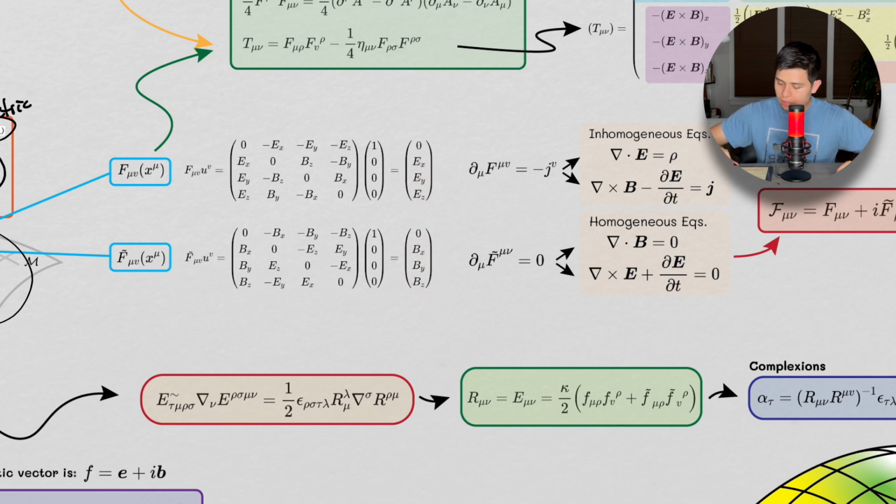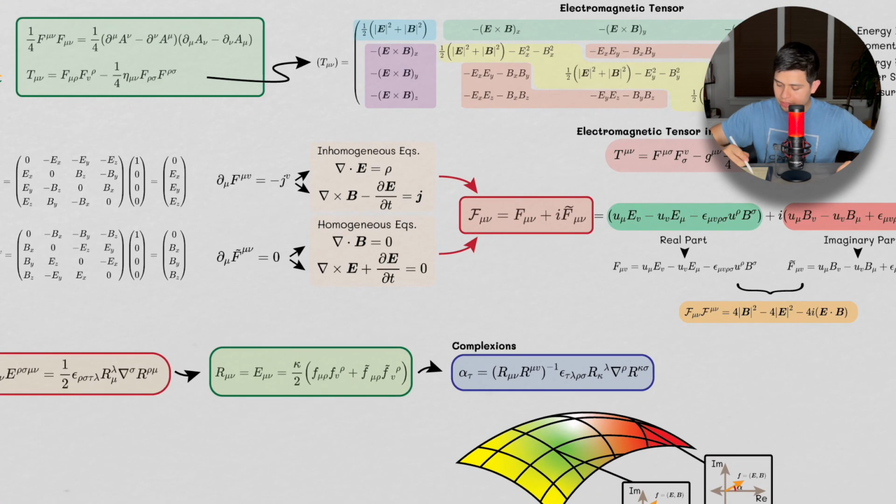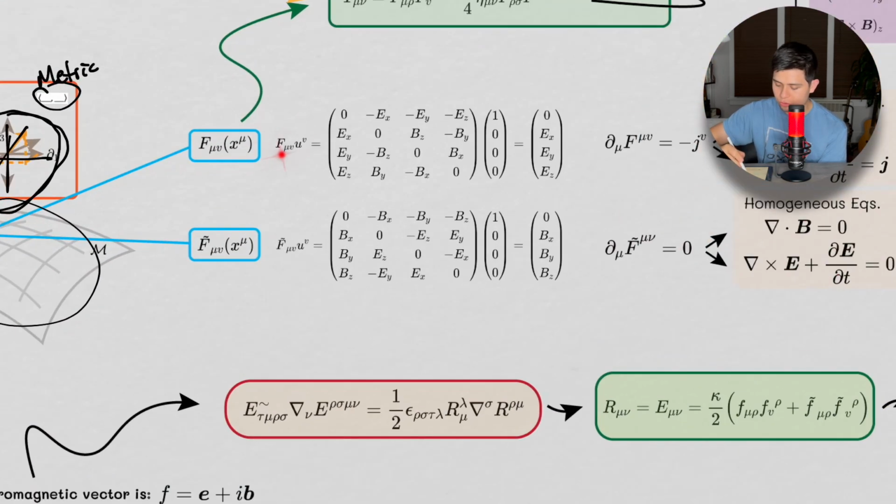Going even further, we could take derivatives of these, and from these derivatives we can get the inhomogeneous and homogeneous Maxwell equations. So these F mu nu's really encompass everything.